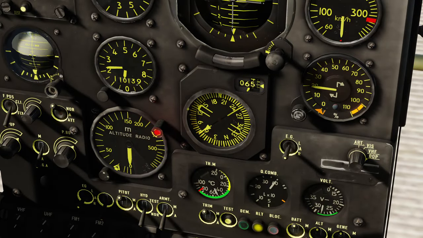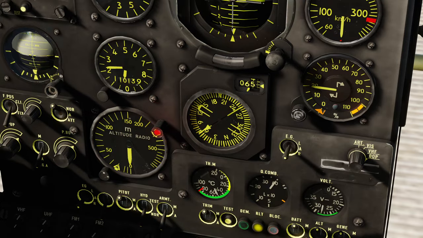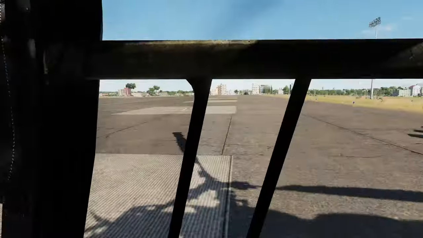And we can now see that we're to fly, actually off to the right here, so kind of northwest. And we've got a distance of 6.5 kilometers to cover. So, we're basically ready to go.